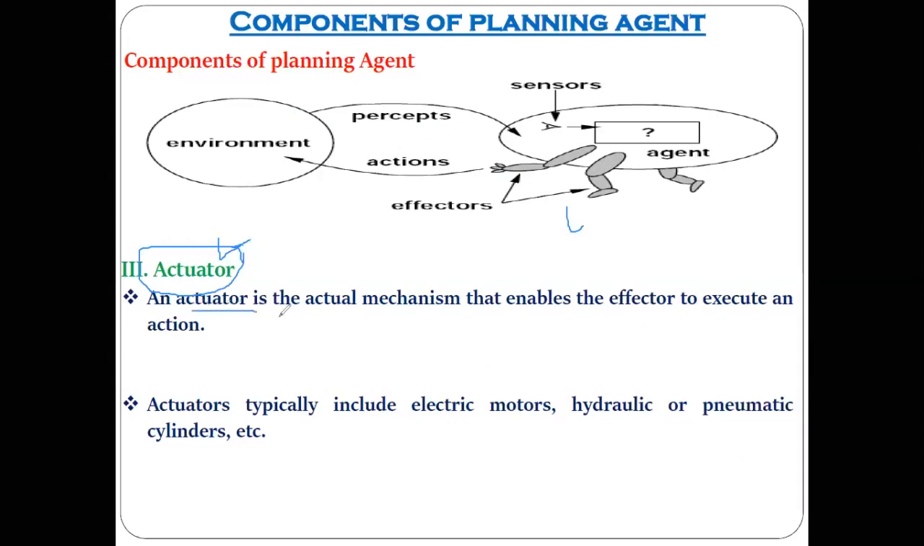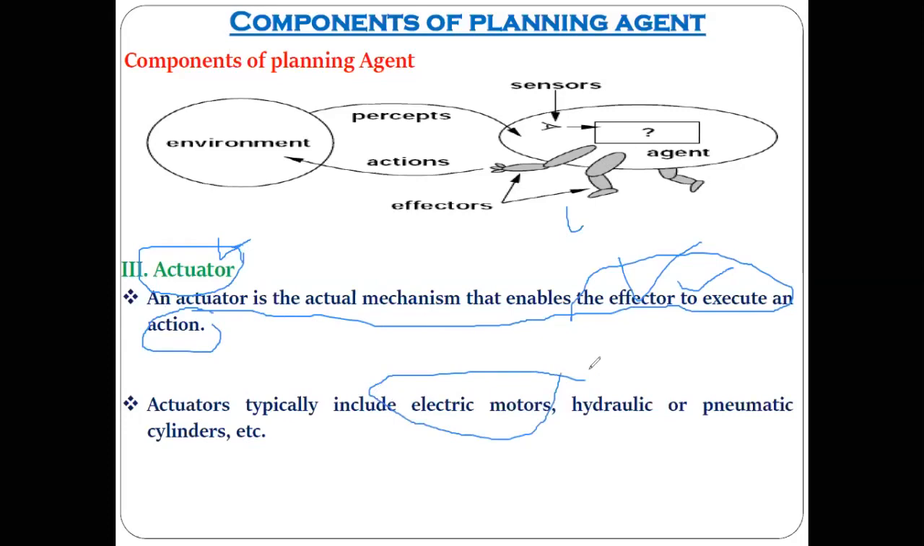So actuator is nothing but what? That which enables the effector to execute the action. Got the point? Actuators are nothing but devices which enable the effector to execute some action. What are examples of actuators? Electric motors, hydraulic motors, or pneumatic motors.